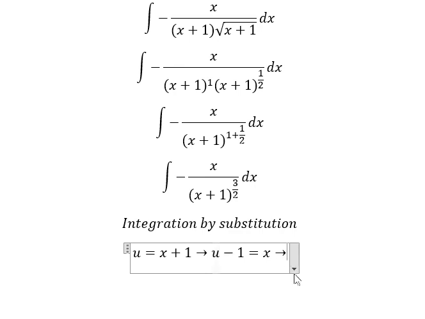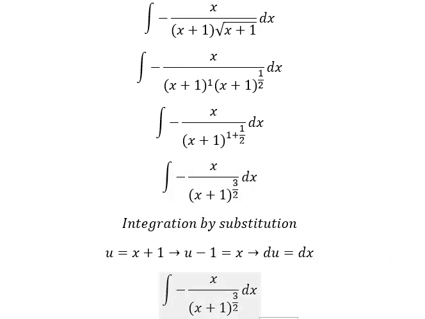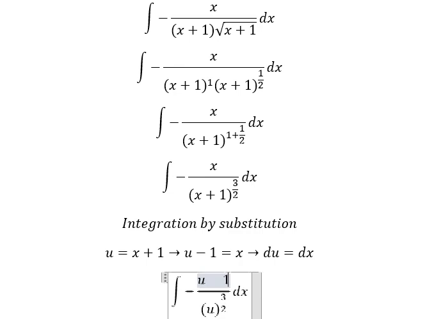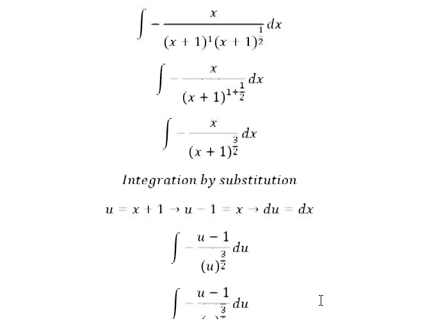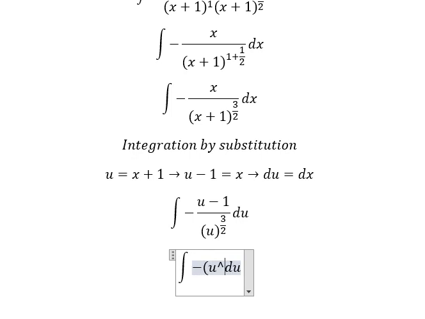Next, we need to first take the derivative of both sides. This one we have number 1. This one is a constant, so you get number 0. This one we have number 1. Now we can simplify like this. This one we change to u, x we change to u minus 1, and dx we change to du. So this one divided by this one, number 1 divided by this one, we have like this.